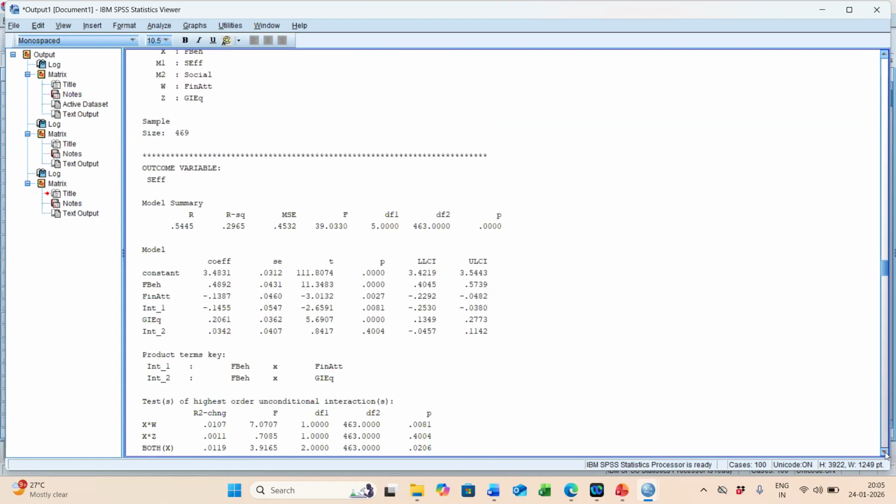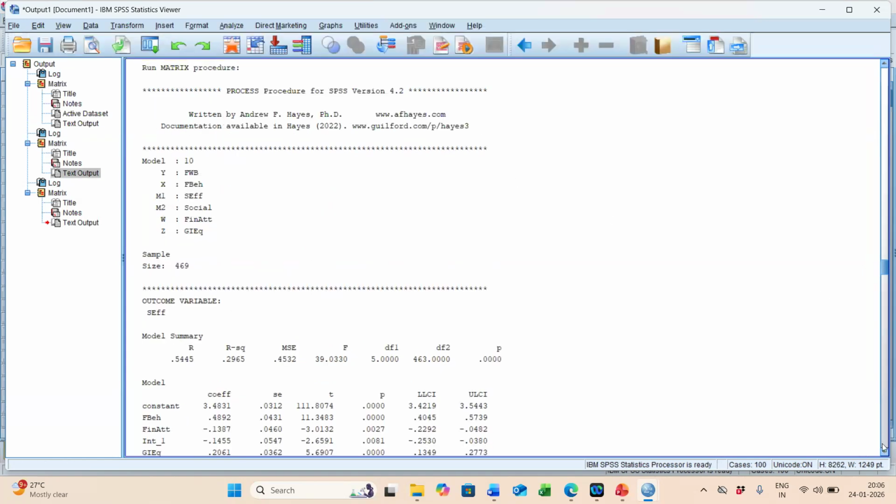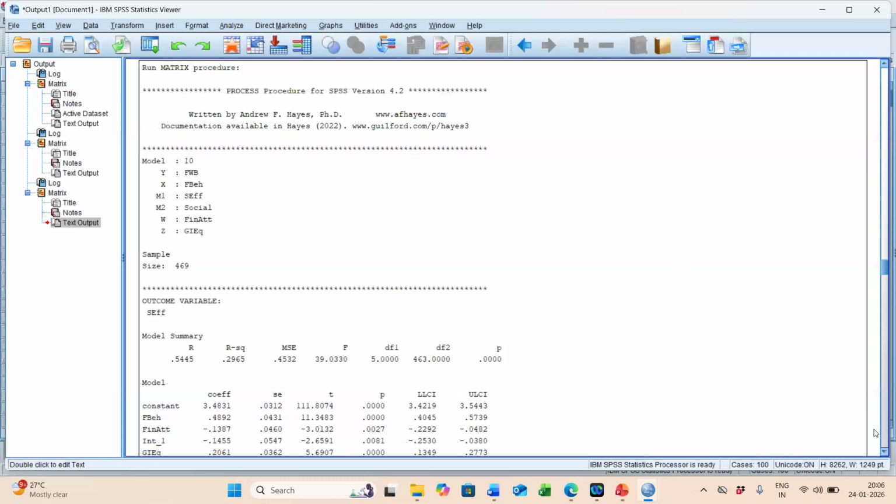See, the first regression model: financial behavior is the original independent variable. Self-efficacy, the mediator, is taken as the outcome variable. Then financial attitude. The interaction between financial behavior and attitude. Then gender equality, and the interaction between gender equality and financial behavior. All these are given.